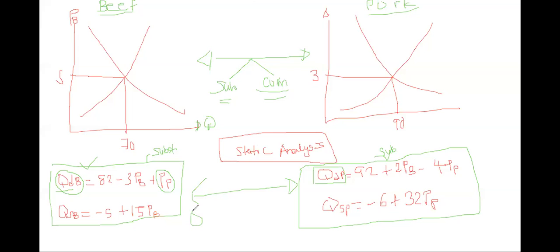This is the quantity demanded of beef. Then we have the price of pork. This plus sign is telling you that if the price of pork increases, the quantity demanded for beef will increase. How? Because if the price of pork increases, people will stop buying pork and they will start buying beef. And once they start buying beef, the quantity demanded of beef will increase. So this is increasing, this is increasing. That's why we have a positive sign here.